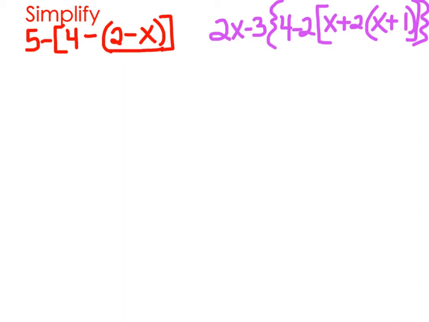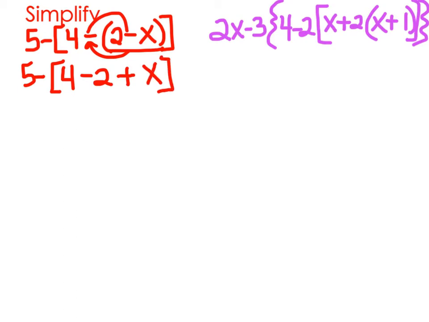So we're going to do 2 minus x first. Alright, there's nothing we can simplify within that parenthesis. So now we're going to multiply everything that's in that parenthesis by that negative sign. So now I'm going to have 5 minus bracket, 4, and then I have minus 2, and then I have minus x. That becomes plus x. Be very careful. You're going to see this a lot in Algebra 2. You're going to see a minus in front of a group. Make sure that you always distribute it to both terms.